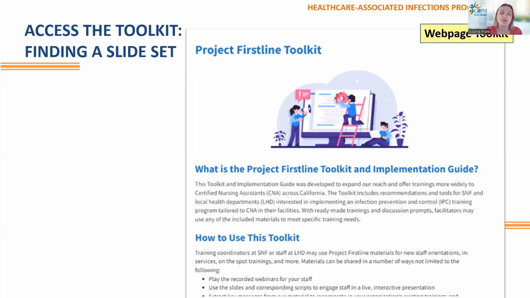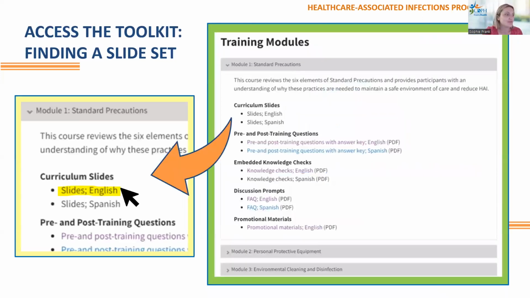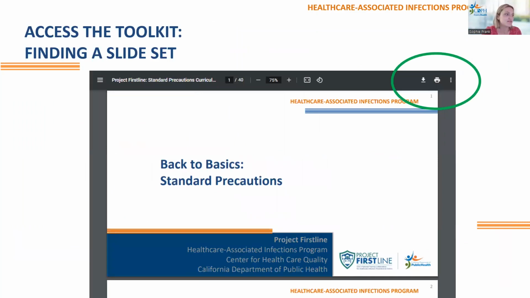So to access the slide set for Module 1, we'll head to the Project Firstline CNA Training Toolkit webpage, which is shown here on the slide. We'll scroll down to the training modules table of the toolkit page. There is a section within the table for each module. If it's not already open, click the caret to expand the section. For Module 1, navigate to the slide set and click to open the PDF file in another browser window. Once the file has opened in another tab, you can choose to download the file or print it from the browser. Note that you will also have access to the presenter notes, which will provide a suggested training script to go along with the slides.